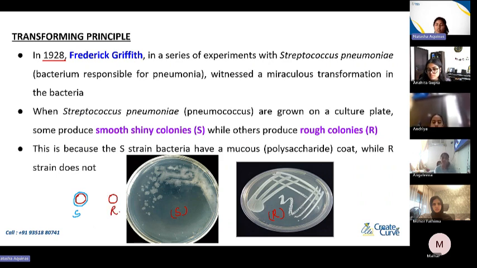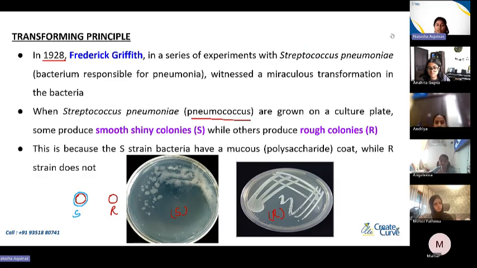Have you understood this? This is the basis of his experiment. Any doubts over here? Please also remember that Streptococcus pneumoniae is called pneumococcus. Have you understood so far? I'll just ask you a couple of questions, and once I'm sure that you've got this, we will proceed.